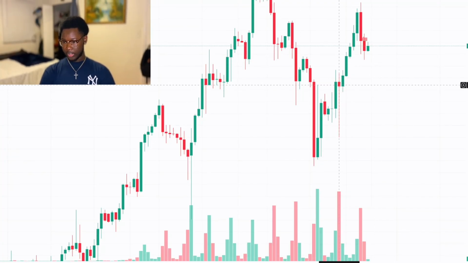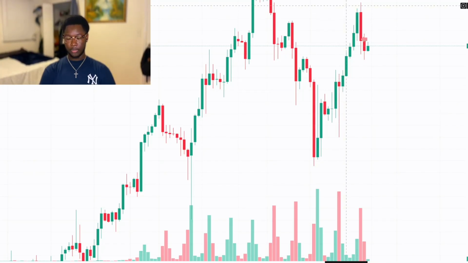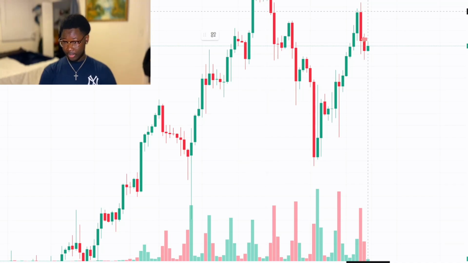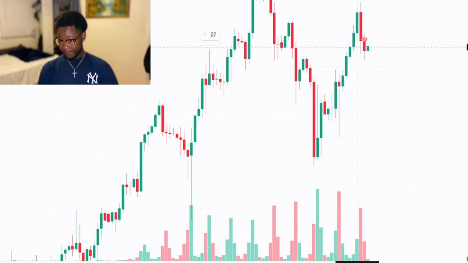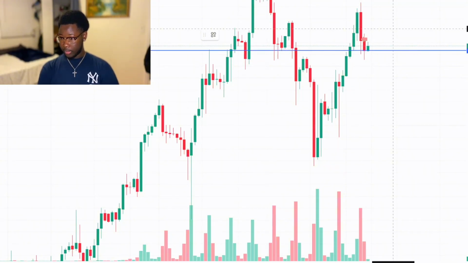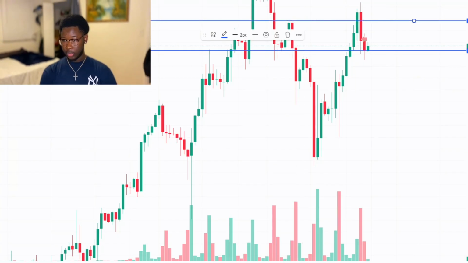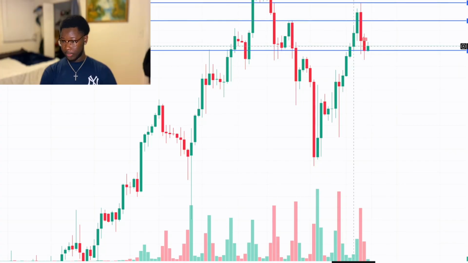So as you know, crazy move overnight into the New York AM. So my bias is bullish, right? After I mark out the highs on the 4 hour, which were the highs and the lows, which are here, and I want to say here, and the next high was up here. So I mark out the highs and the lows that I want to target, right?